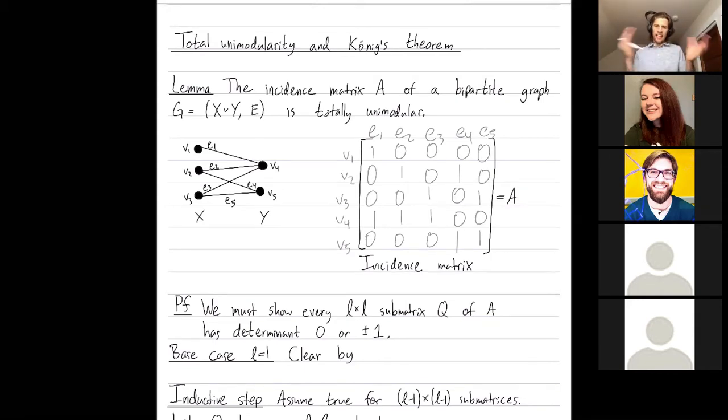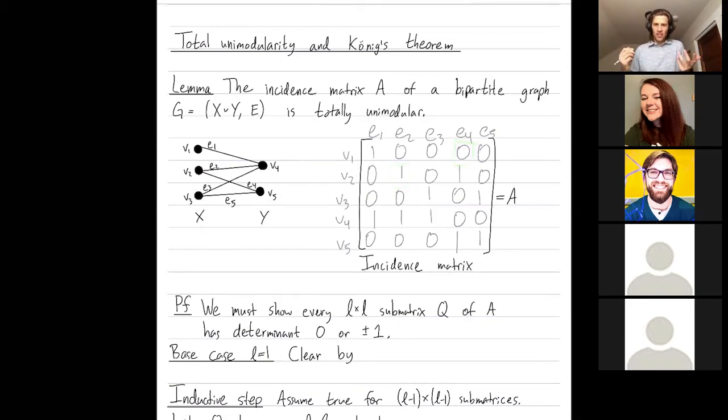All right, so take any bipartite graph, consider this incidence matrix, vertices by edges, and we claim that the matrix is always totally unimodular, meaning if you take an L by L square submatrix, for L equals 1, 2, 3, and so on, then that submatrix has to have determinant 0 or plus or minus 1. We'll prove this by induction on L, the size of your square submatrix. Let's start with our base case, L equals 1.